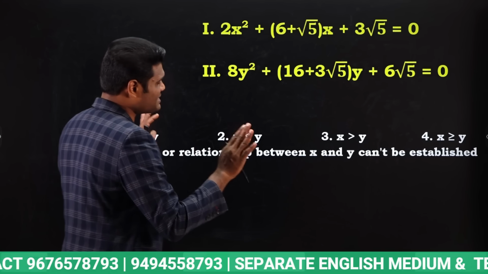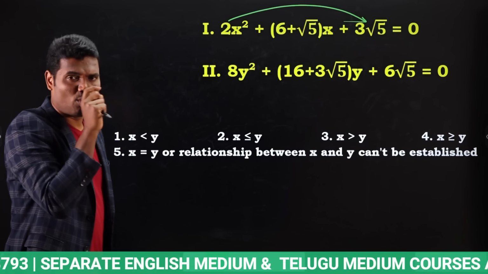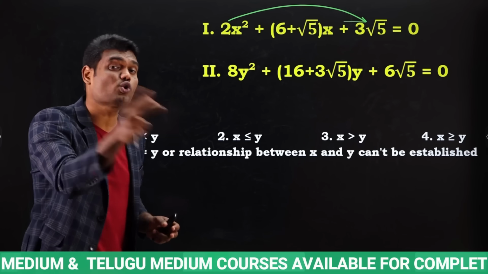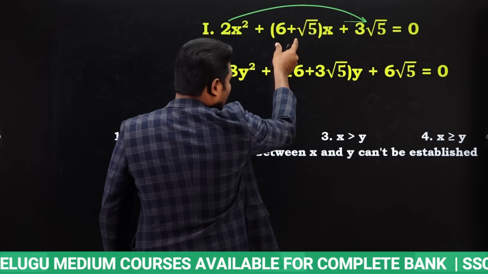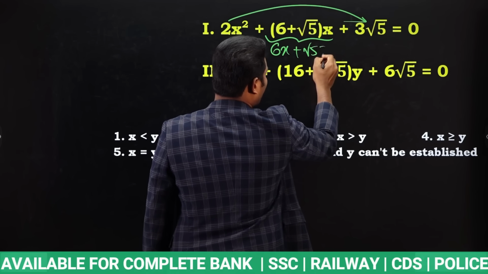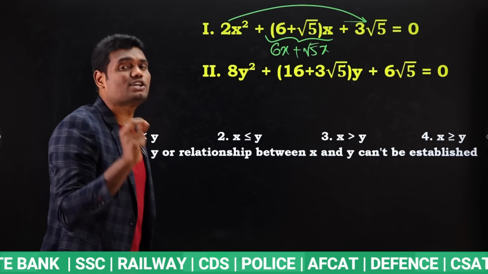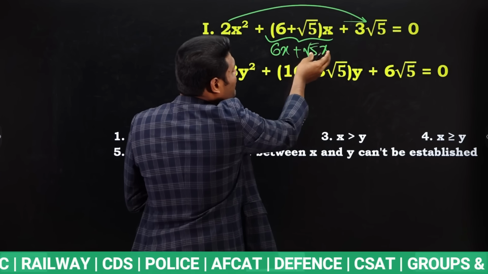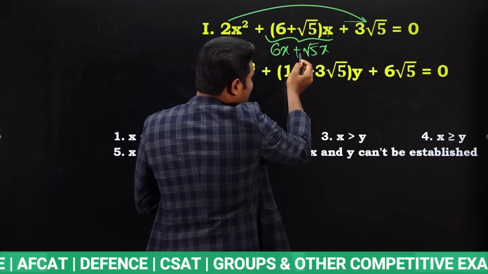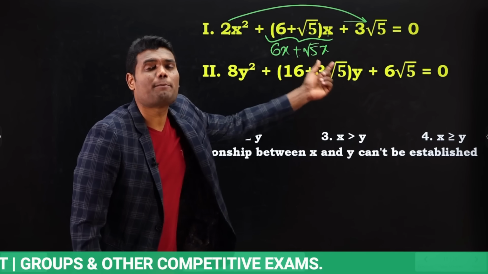Now if you observe here, this is very simple, it's not difficult. When you multiply the AC value, what is AC? 2 into 3 root 5. 2 into 3 root 5 is nothing but 6 root 5. Yes or no? It is very clear. This is nothing but 6x plus root 5x. Which means 3 root 5 into 2 is nothing but 6 root 5. Now this is 6x plus root 5x. Yes or no? So we can write this as plus 6 plus root 5.